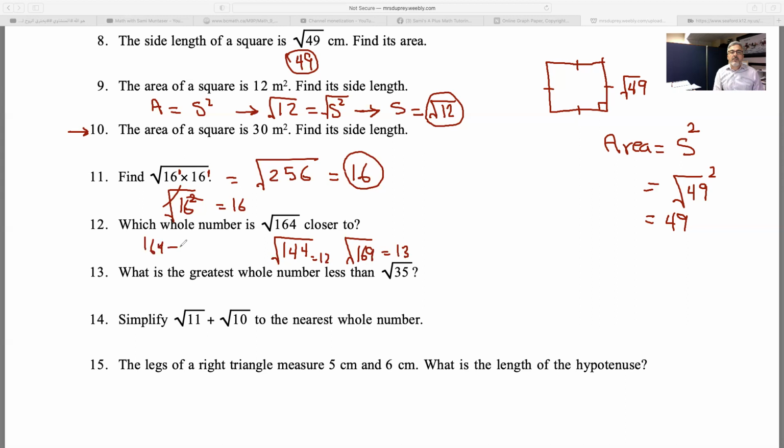164 minus 144 gives you 20, and 169 minus 164 gives you 5. So definitely square root of 169, that's the one that's closer to the square root of 164. Now, what's the greatest whole number less than square root of 35?